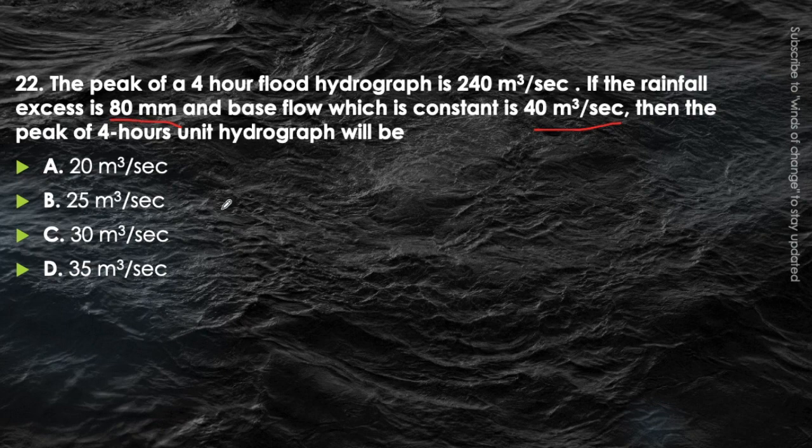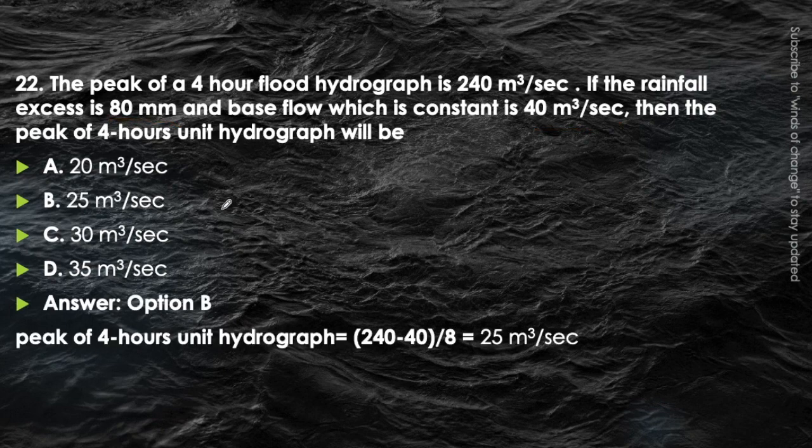Okay, now if we solve it, we will obtain that. First of all, from the peak value of the flood hydrograph, we will subtract the base flow, which is given here, and we will divide it by the total rainfall excess, that is 80 mm, that is 8 cm. So we will divide it by 8, because unit hydrograph is for 1 cm of the rainfall excess. Okay, so the answer that will be obtained here will be 25 m³ per second, and it is very important to memorize. These types of questions are generally asked in the examination.